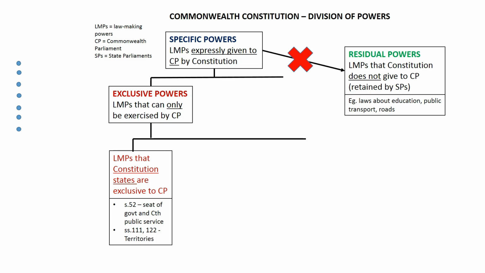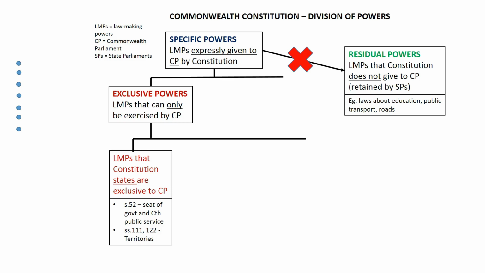So under Section 52, an example of exclusive powers that are exclusive because the Constitution says that only the Commonwealth Parliament can exercise them is the power to make laws about the seat of government and the power to make laws about the Commonwealth Public Service.